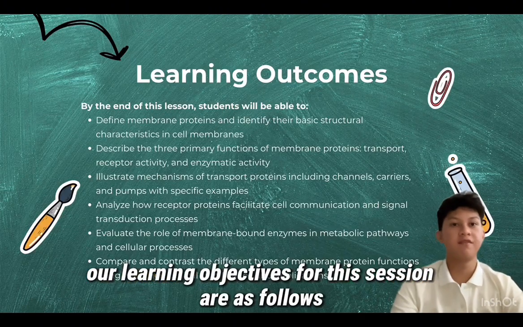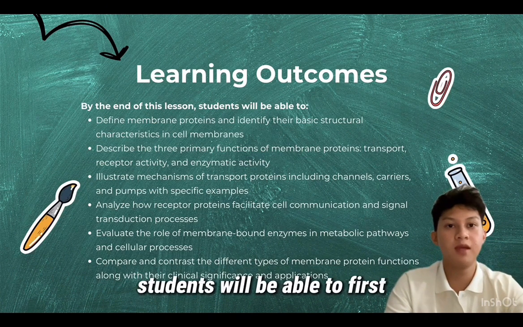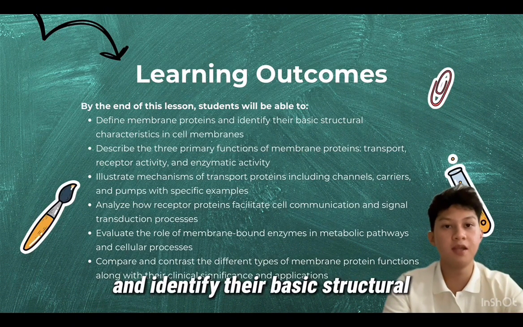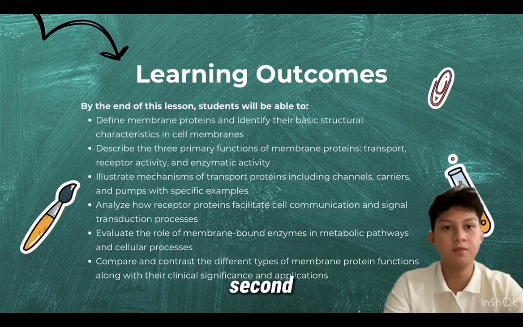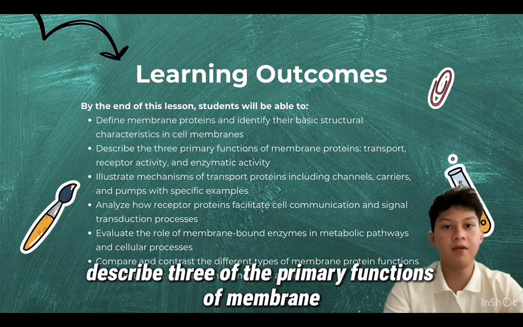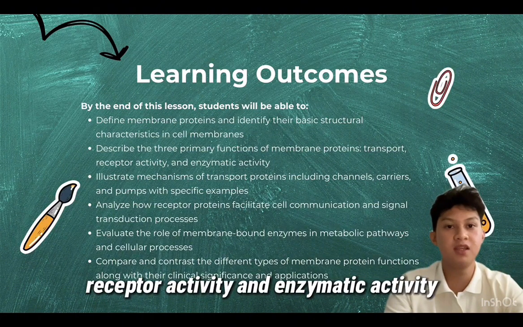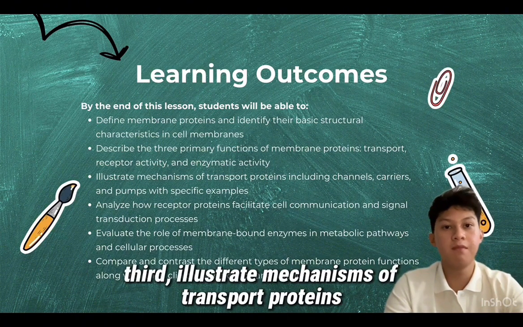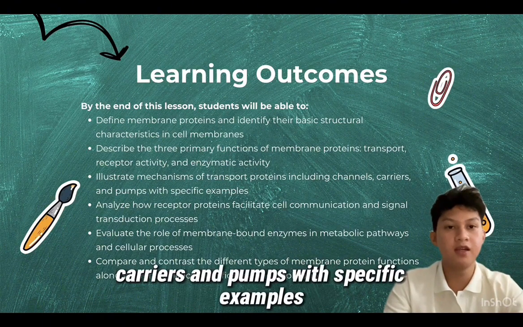Our learning objectives for this session are as follows. By the end of this lesson, students will be able to: first, define membrane proteins and identify their basic structural characteristics in cell membranes. Second, describe 3 of the primary functions of membrane proteins, which include transport, receptor activity, and enzymatic activity. Third, illustrate mechanisms of transport proteins, including channels, carriers, and pumps with specific examples.